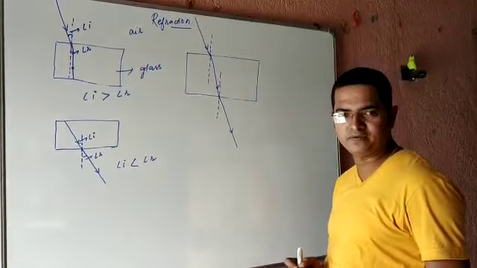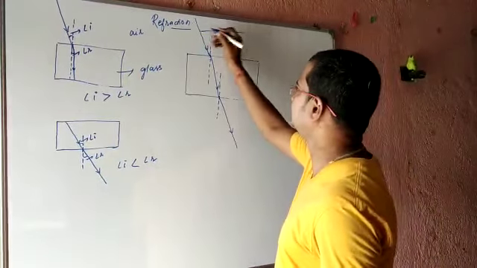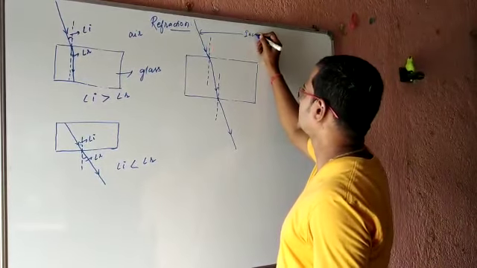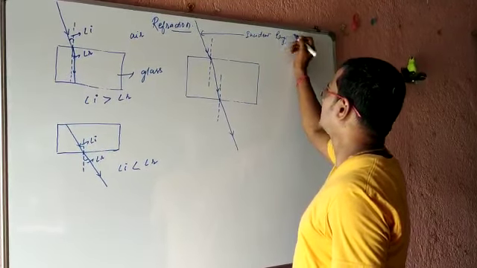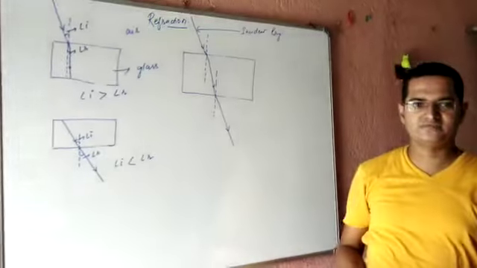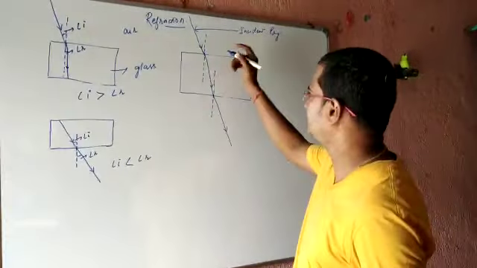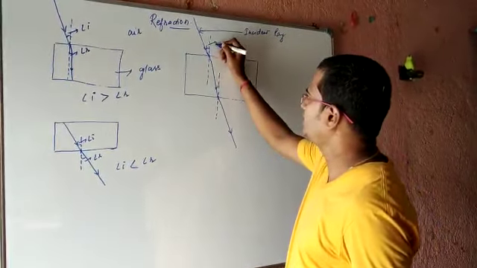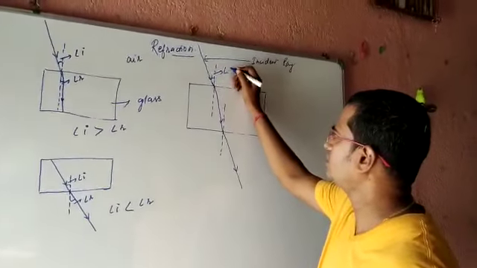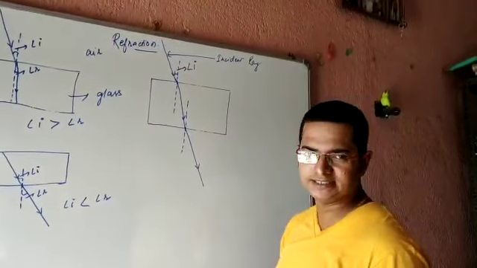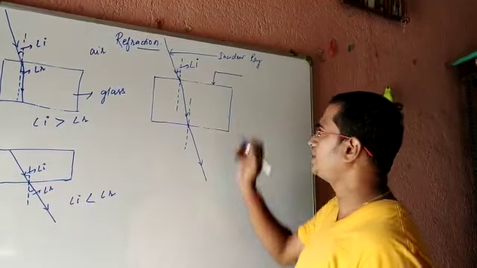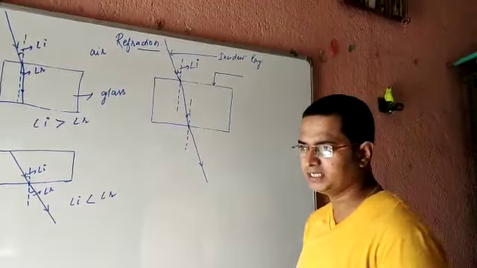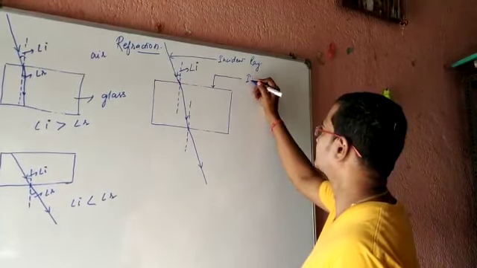Now this is the complete phenomena. This is the incident ray. The ray which strikes the refracting surface is known as incident ray. The angle formed between the incident ray and the normal is known as angle of incidence. The separator between two different medium is known as interface.